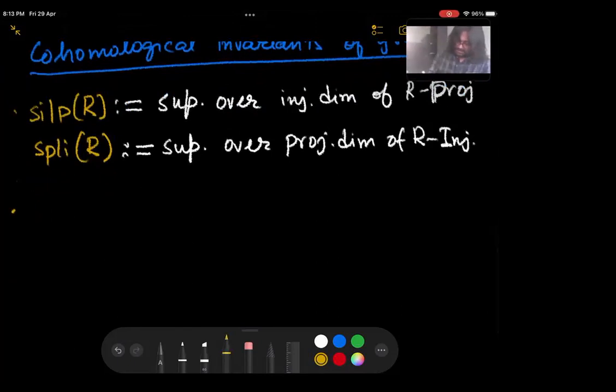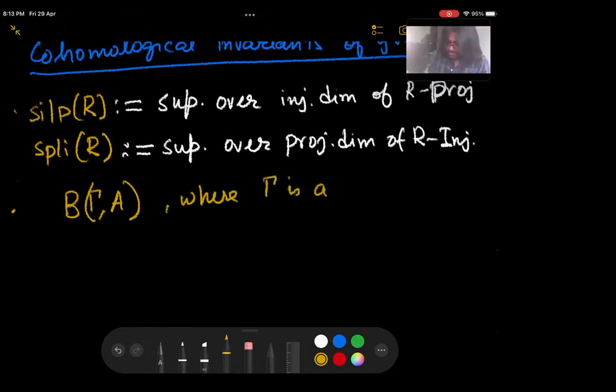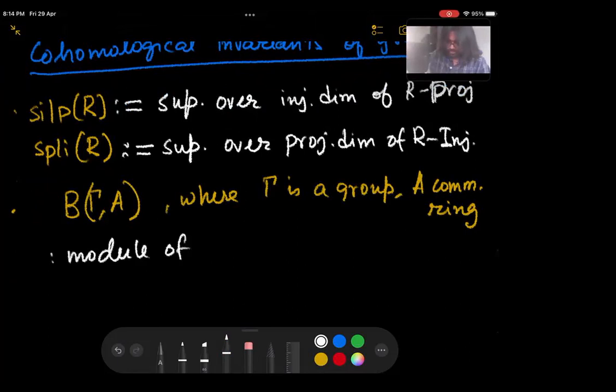Then I have this other guy, which is basically a module, B(Γ, A), where Γ is a group, any group, and A is a commutative ring. So what is this thing? It is the module of all functions from Γ to A with finite range.